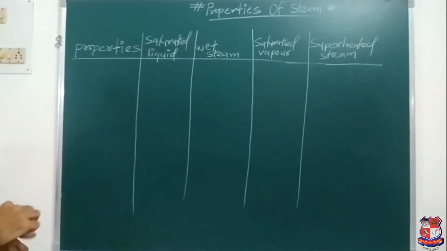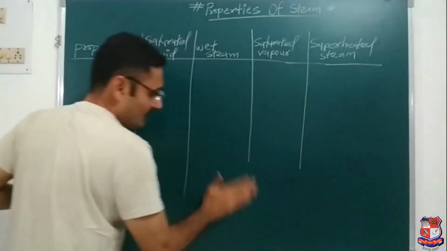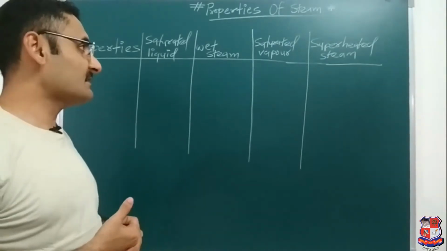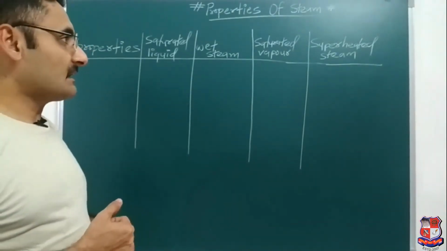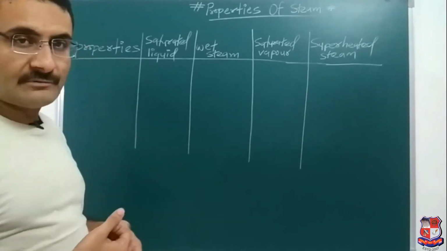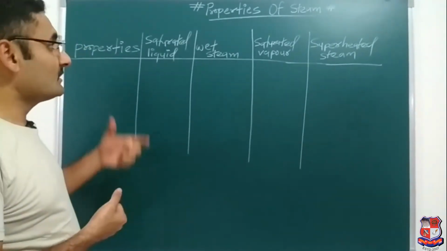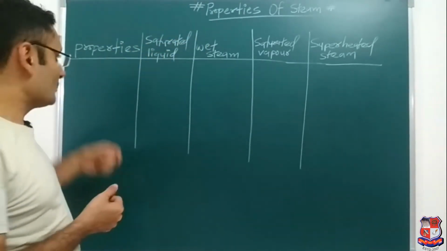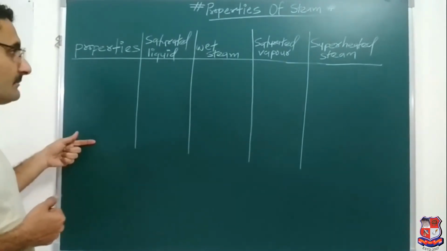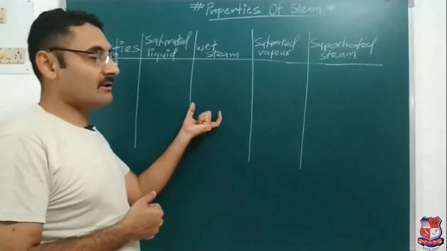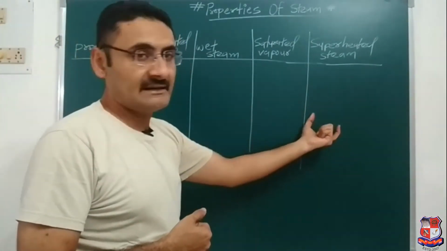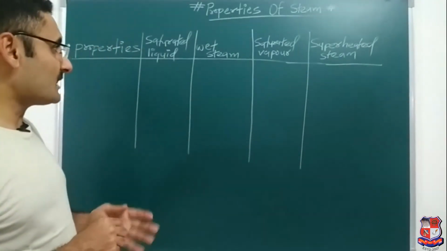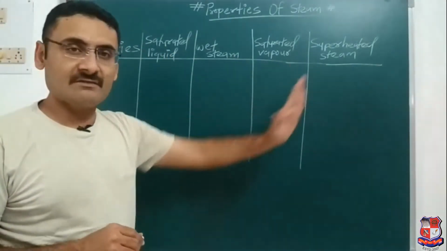Now over here, I wrote 4 types of steam. The first steam is saturated liquid, the next is wet steam, next is saturated vapor, and the last one is superheated steam. So these are the 4 types of steam, and we want to discuss the properties of that steam, as the name of that chapter is properties of steam. So over here we will write different properties of steam, and for saturated liquid, wet steam, saturated vapor, and superheated steam, in which manner those properties behave, that we will discuss. Before starting this, first of all we will understand the meaning of each and every steam.